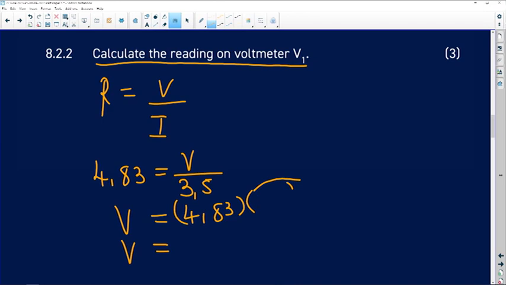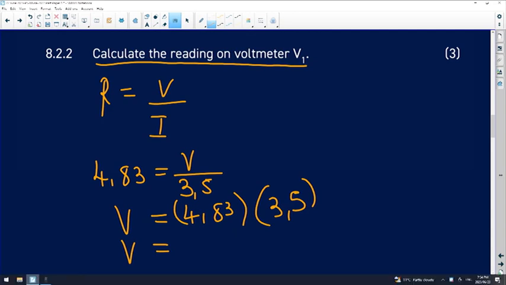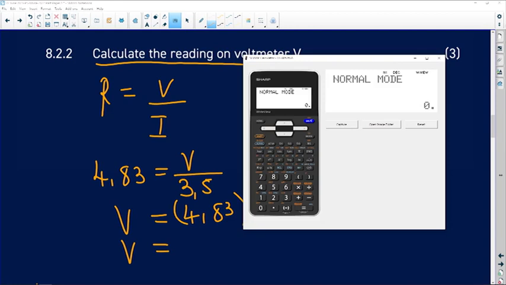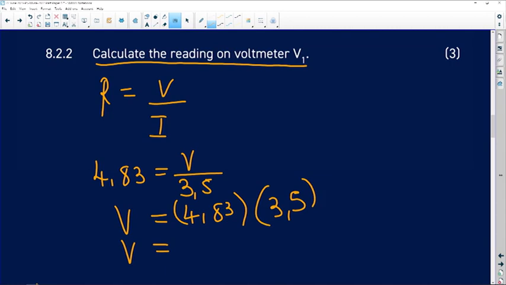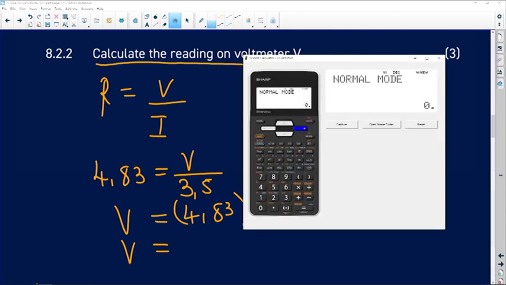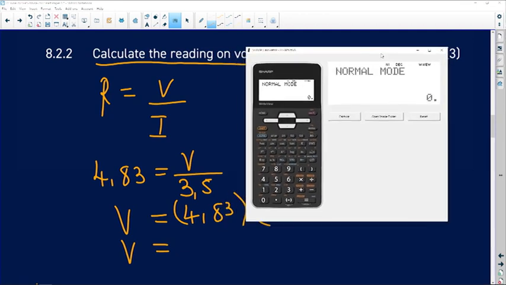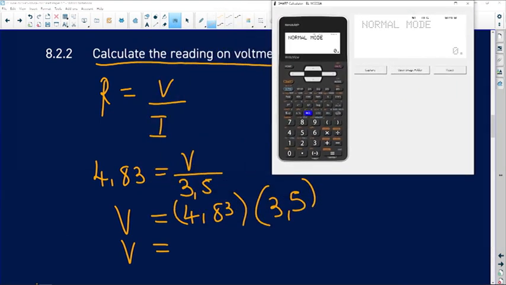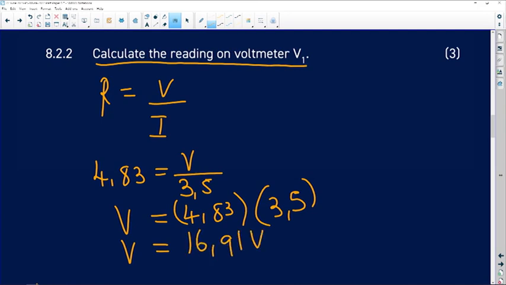In fact, let me just fix this here. We have 3.5. We just punch the 2 here, and then we get our external voltage, which is V1. So we can write V1 here if you want. Let's check what we get. We multiply 4.83 by 3.5, and therefore we have our answer as 16.91 volts. So we know our reading on voltmeter 1.